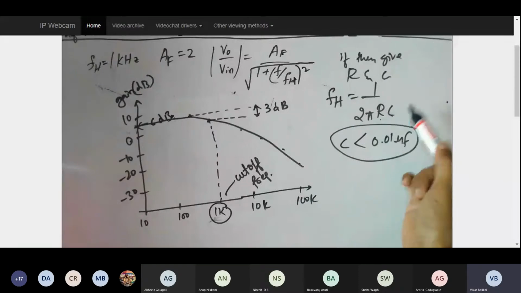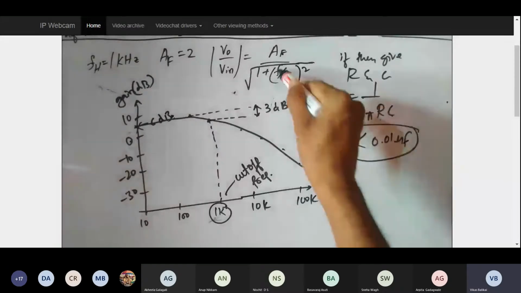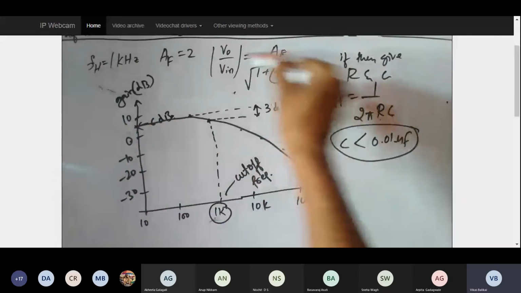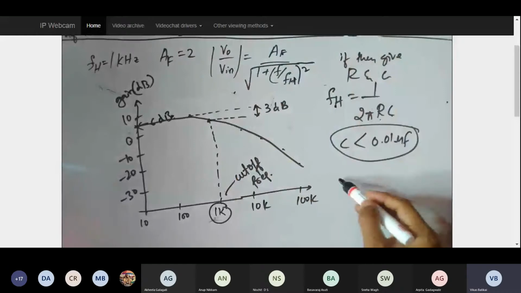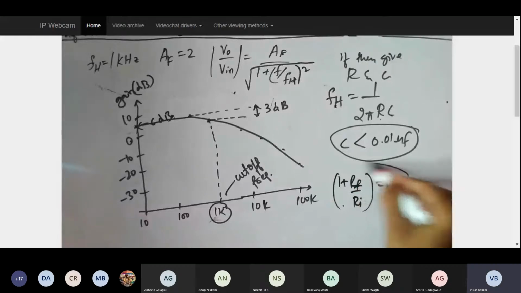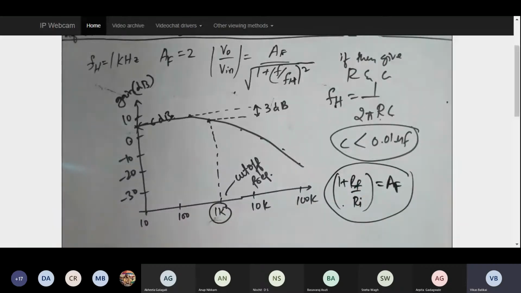So from this I get FH. F values are your user inputs. You can give any inputs. AF value is given; if the AF value is not given, sometimes they give 1 plus RF by RI. So this is nothing but my AF. I can even calculate AF like this. So a lot of possibilities are made in this particular problem, and you can expect any kind of twist and turn over here.